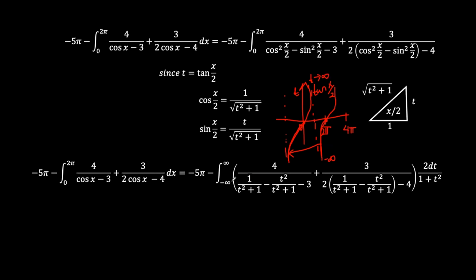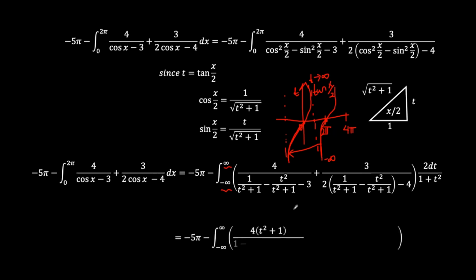And that's why now we have added our limits as shown here, right? And then in place of cosine squared x over 2, since we have cosine squared x over 2, we have 1 over square root of t squared plus 1 squared, so 1 over t squared plus 1. And then sine squared x over 2 is t squared over t squared plus 1 minus 3. And the same thing happens here, but we have a 2 here.